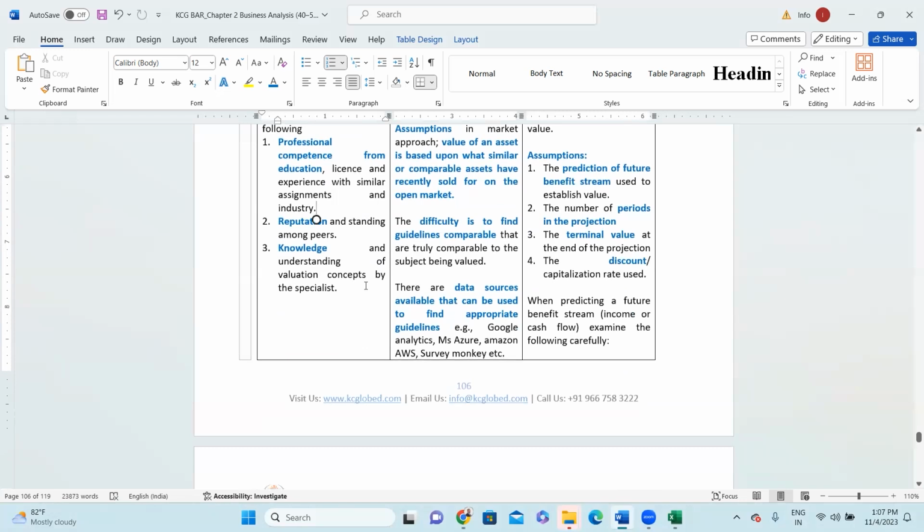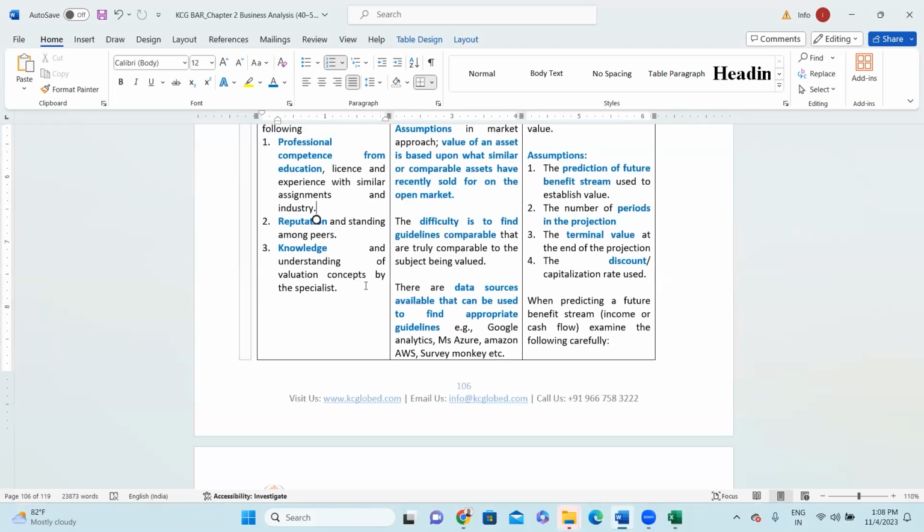And the assumptions you'll be keeping in mind: the first one is the prediction of future benefits used in the established value. The second is the number of periods in the projection. Most of the time, companies do a 5-year projection, right? So normally this 5-year projection you need to keep in mind. Third is the terminal value at the end of the projection.